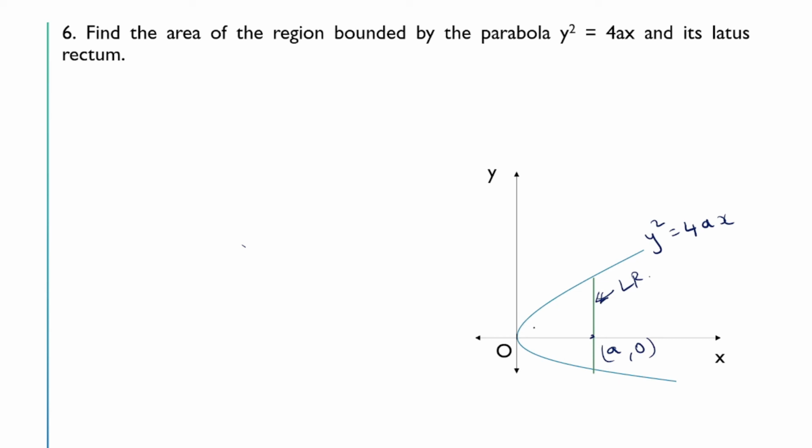So we have to find the area of the region bounded by this entire part. Now we know how to find the area of this region. So the area of the entire region will be twice this region.